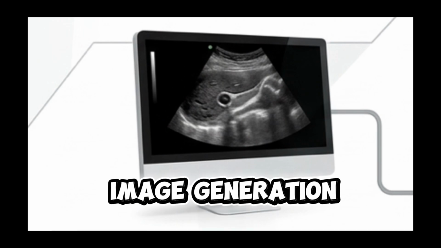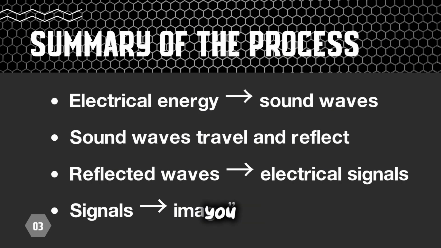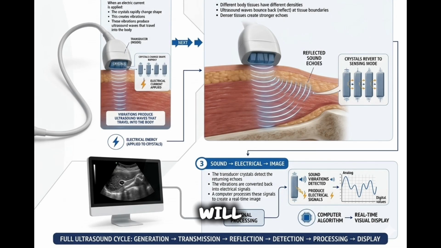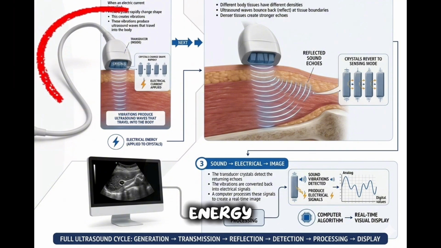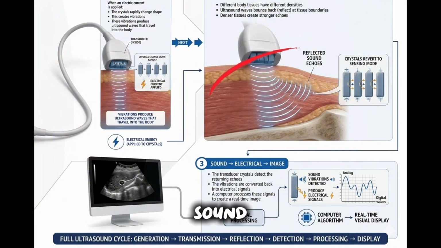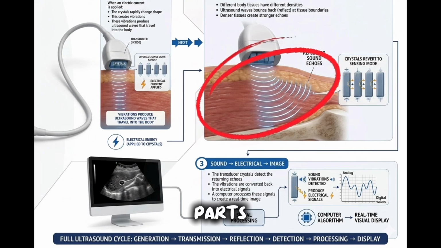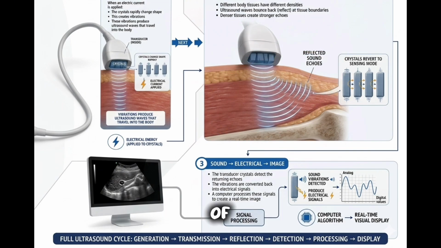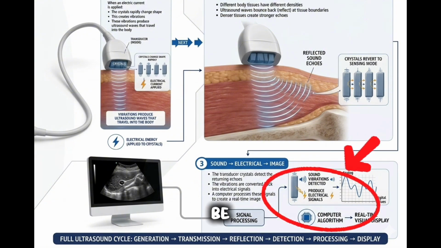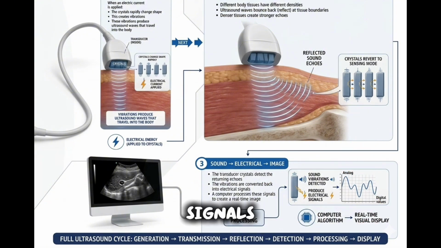Again, to summarize the process for you to not forget it, first will be the conversion from electrical energy into sound waves, and then these sound waves will travel to the parts of interest or the anatomical parts of interest, and then they will be reflected back to the ultrasound probe. These reflected waves will then be converted into electrical signals. Then afterwards, the signals will be used by the central processing unit of your machine to create the ultrasound image.